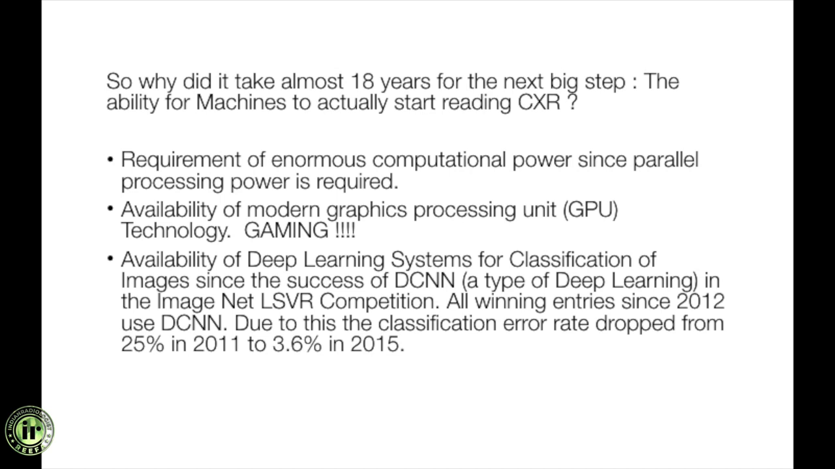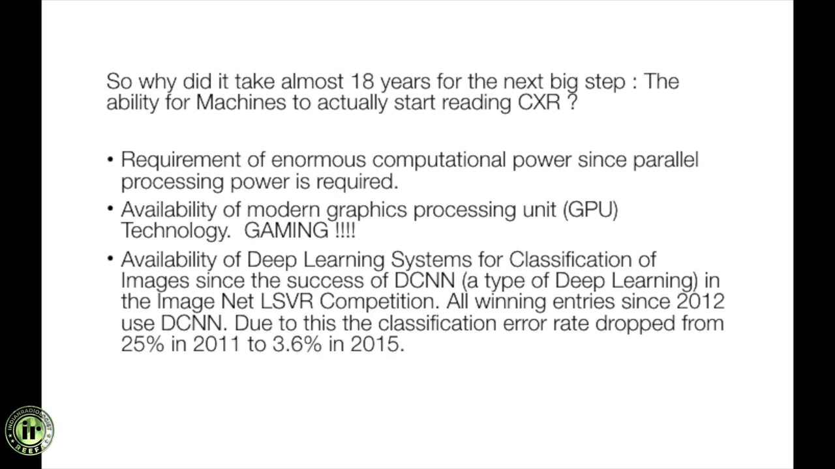What you require for this task is something called parallel processing. And so where did all this sudden power come from? That was because of the developments in gaming technology. Along with this was the availability of the software itself, that is, the availability of convolutional neural networks since 2012.